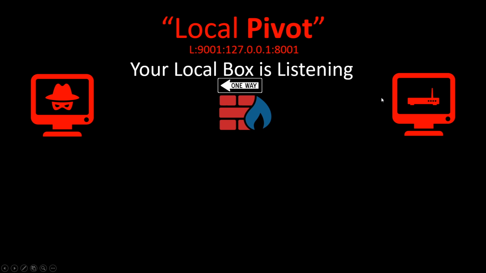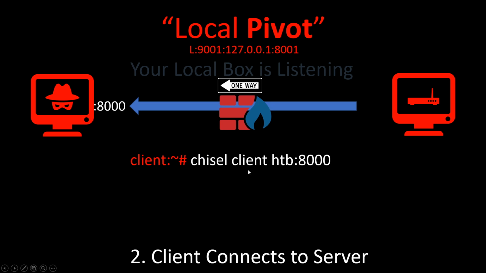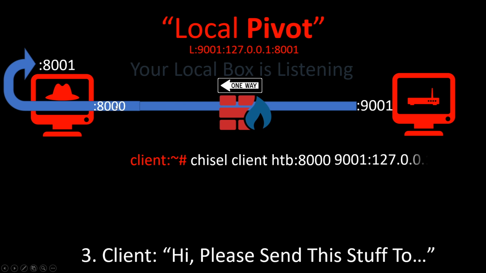So the very first thing we do is spin up a Chisel server on the server with chisel server -p 8000, and then we go over to the client and run chisel client http port 8000 to connect to the server, and then we specify 9001 and then localhost 8001. What that's going to do is open up port 9001 on this guy, and then any box that sends anything to this is going to go through the tunnel and land on port 8001. What that allows us to do is send a reverse shell from somewhere on the network to 9001 and then receive it on our Kali box.